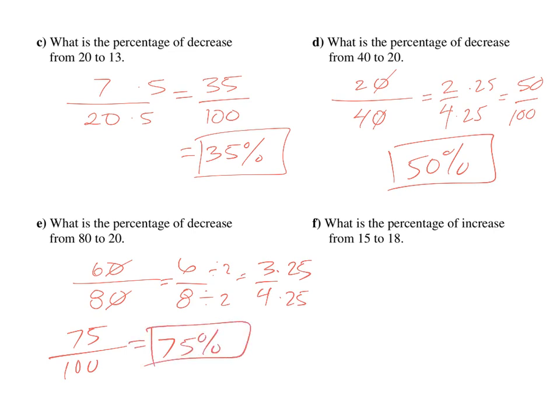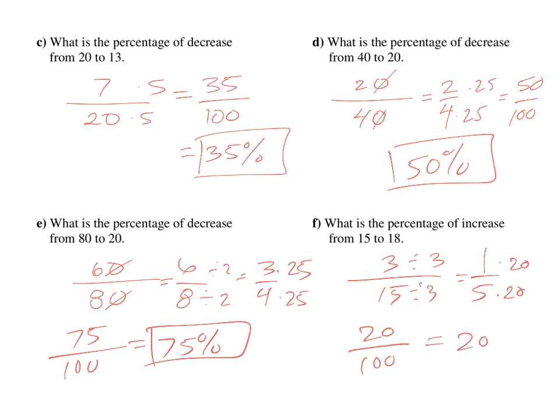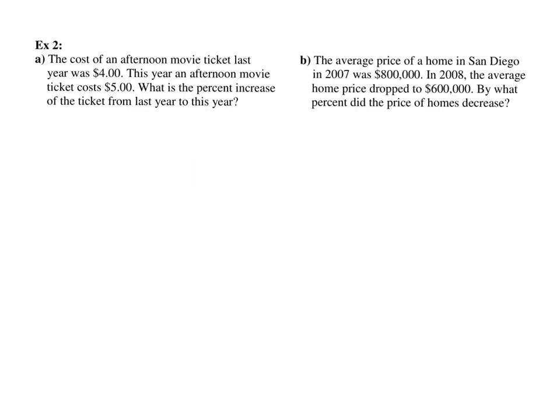What is the percentage of increase from 15 to 18? The change is 3. The original is 15. You can't multiply 15 by anything to get 100. Can we simplify this fraction? Yes, we can. Divide both by 3. So I get 1 over 5. Now, 5 times what is 100? That would be 20. So I end up with 20 over 100, which is 20%. So 20% increase. Next example.